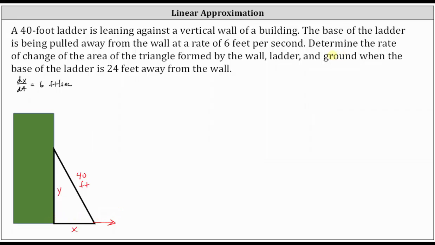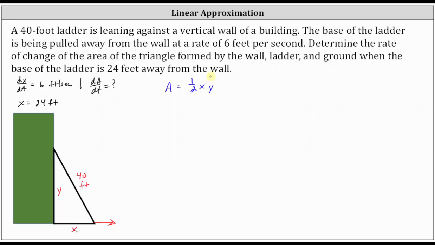We're asked to determine the rate of change of the area of the triangle. So we're looking for dA/dt when the base of the ladder is 24 feet away from the wall, which indicates when X equals 24 feet. From here, we know we're going to have to use the area formula for a triangle, which is 1/2 base times height. Or using our right triangle, the area is equal to 1/2 times x times y.